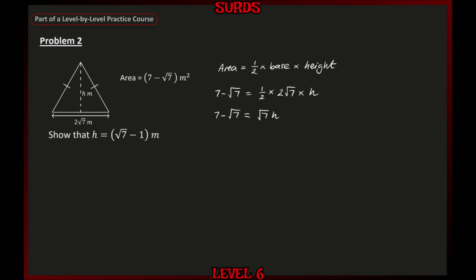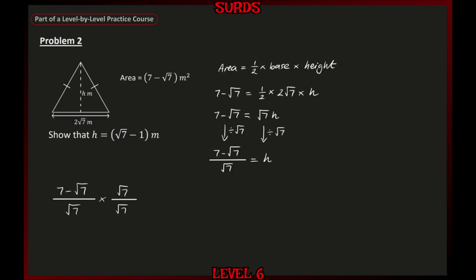Now to find the height, we need to solve this equation, and we can solve by removing the root 7 from in front of the h, and we can do that by dividing both sides by root 7. And on the left, this gives us 7 minus root 7 divided by root 7, and on the right, we're just left with h. Now, although we have found the height here, it's not in the form that's required. And what we need to do to get this in the form that's required is rationalize it. So to rationalize this fraction, we can multiply the top and bottom by root 7.